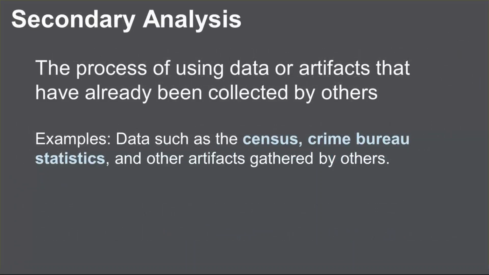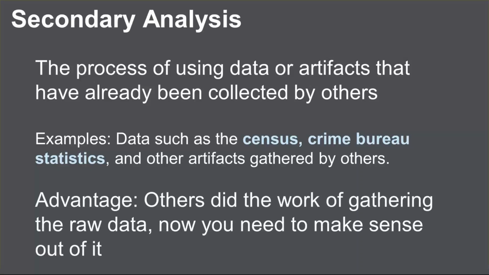Finally, secondary analysis is a great way to start to look at some of your data. This is really where you use artifacts or data that have been collected by other people. So for example, the US Census, they publish all kinds of data. You could use that data set that's already existing, not have to go out and do your own research, and instead draw conclusions from that simply by using the data they've already provided you. It can also be artifacts and other things, but typically it comes from government sources or other large research houses. The advantage is you don't have to do the work of gathering the raw data, you just have to make sense out of it.